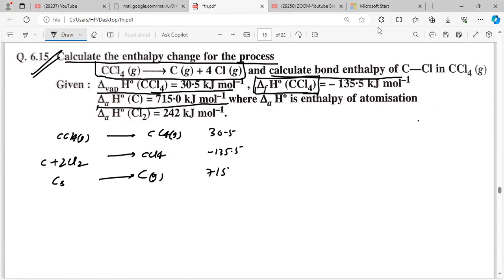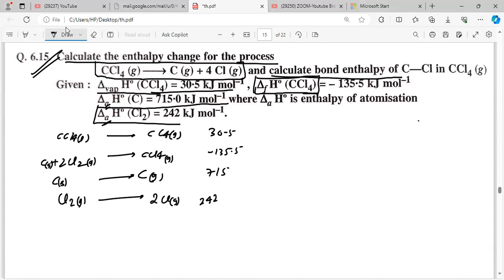Enthalpy of atomization of Cl2. Here we will write Cl2, and it is converting into 2Cl. Atomization means converting into atoms. This is gas, this is solid, this is going to be gas, and here is going to be gas. And here the energy is 242.